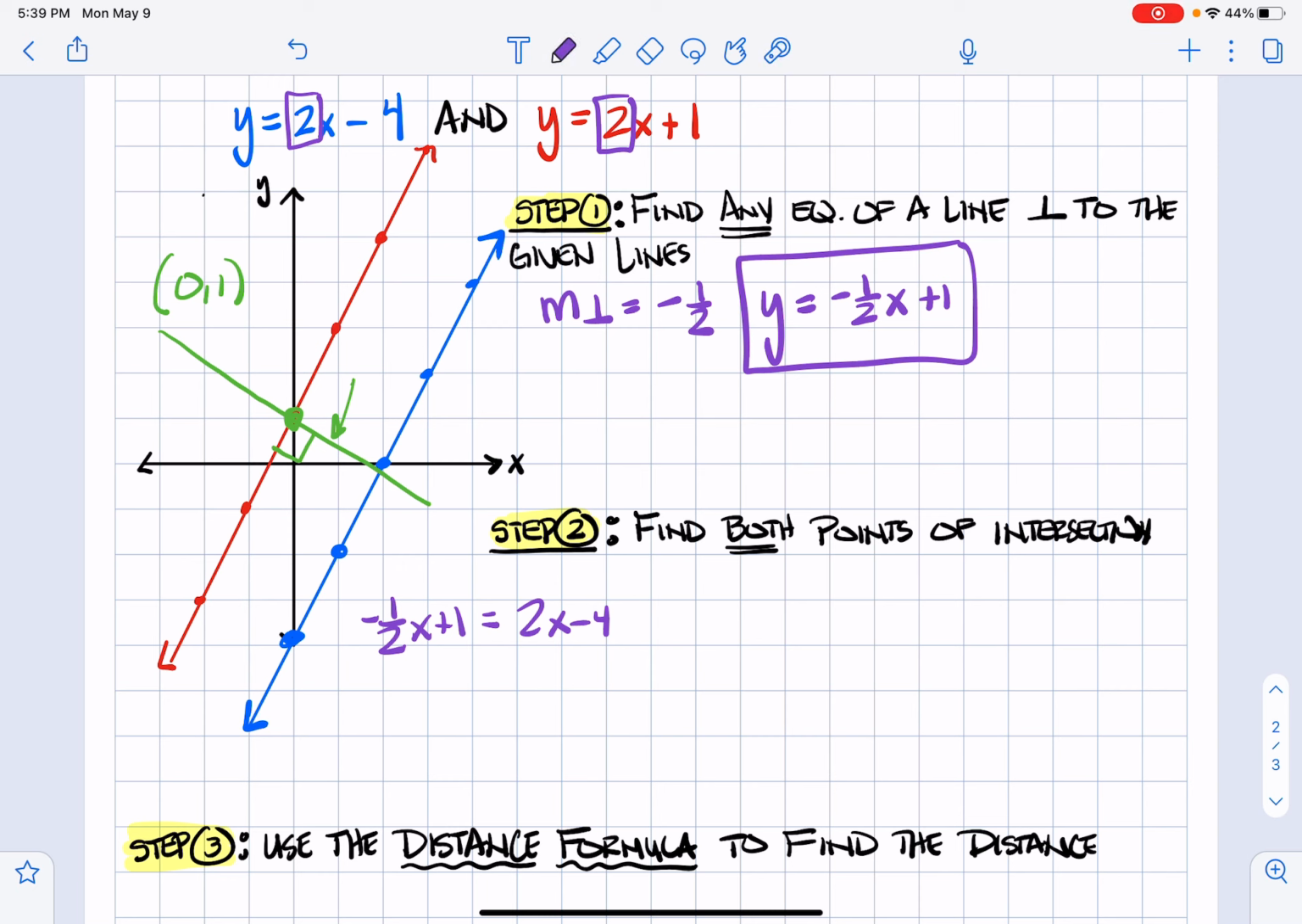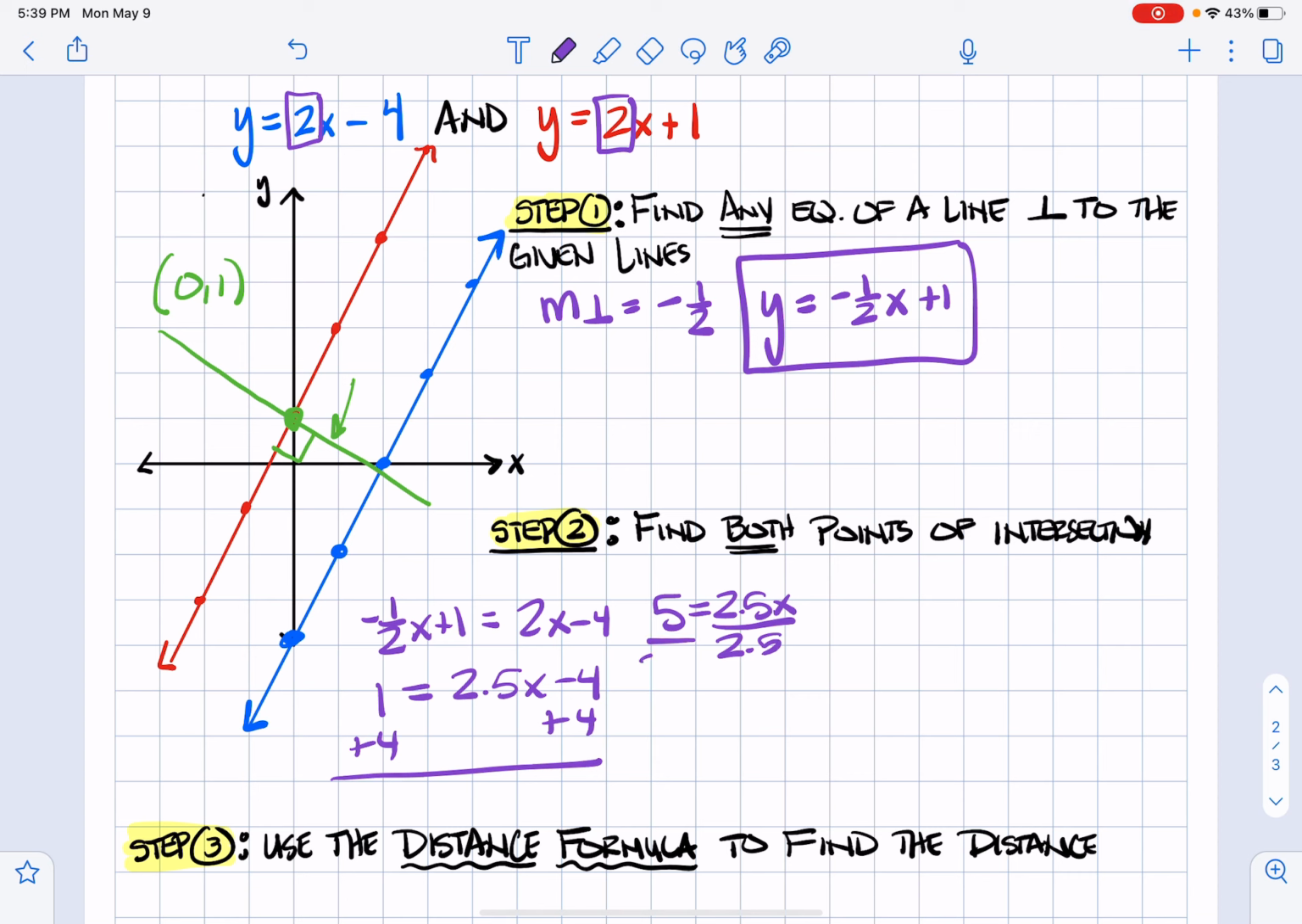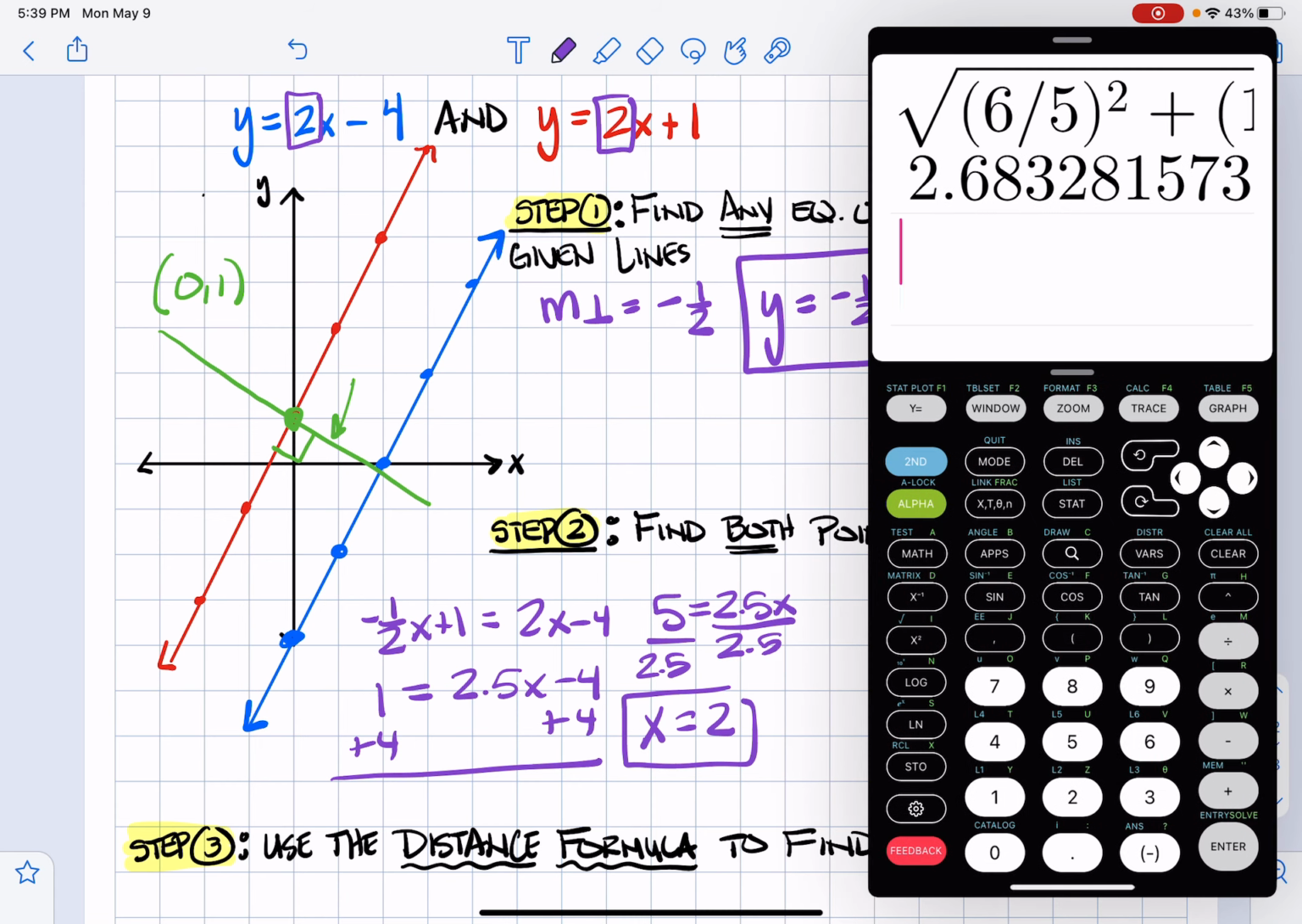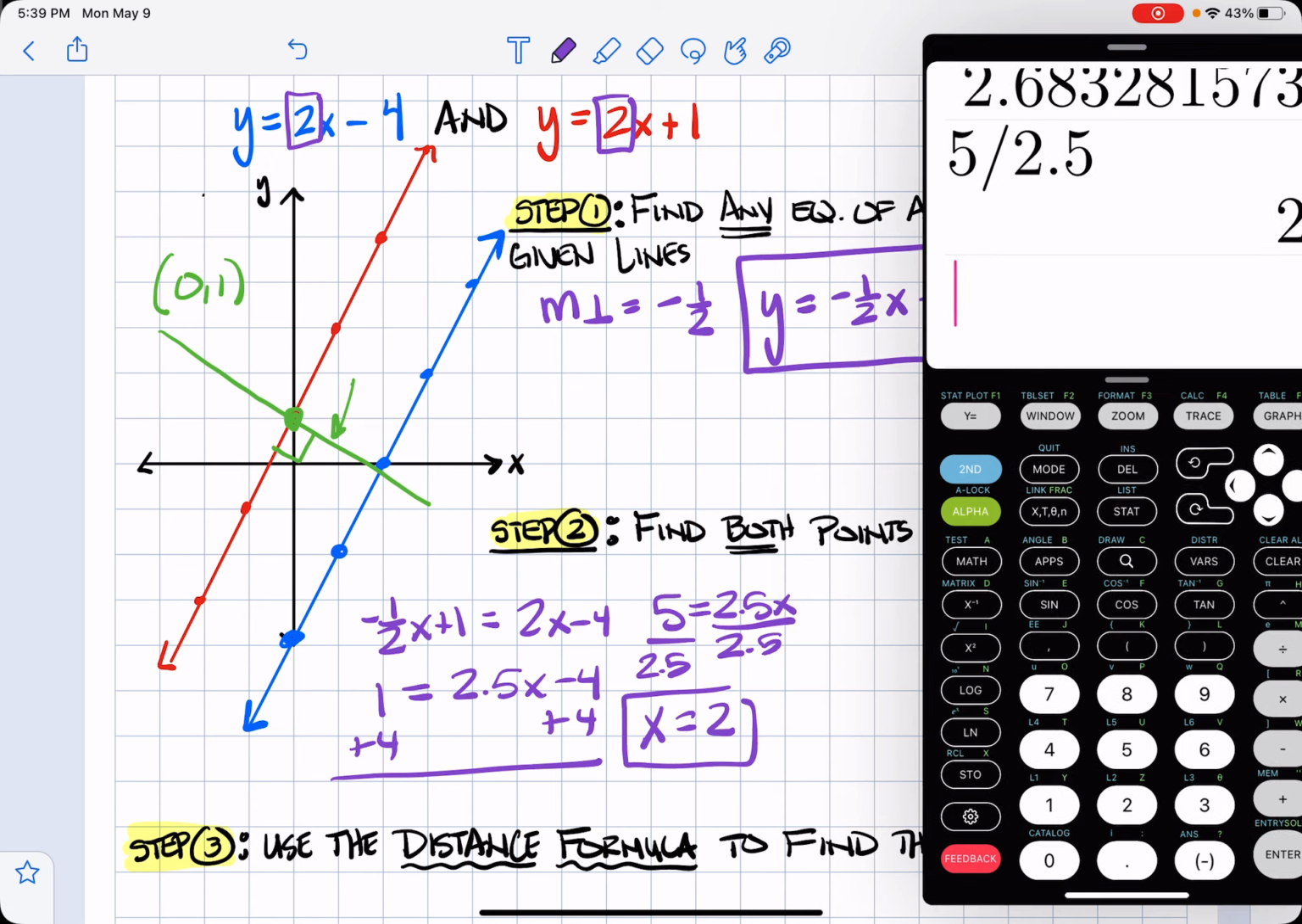All right, so doing the algebra here, I'm going to add 1/2 x to both sides. So 1 is equal to 2.5x - 4. I would add 4 to both sides. In this one, I'll use decimals for you. So 5 is equal to 2.5x. I'm going to divide by 2.5 on both sides. So x is going to be 5 divided by 2.5, which is exactly 2. That shouldn't be a big deal for anybody. Again, if you need to use your calculator, go ahead, divide by 2.5, and you get the same answer just in case you need it.